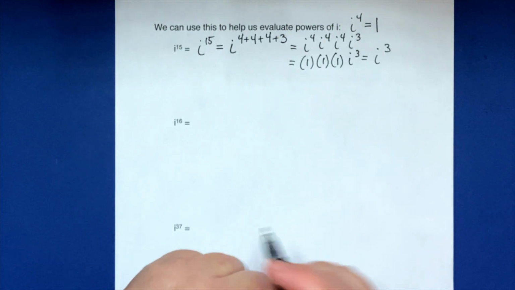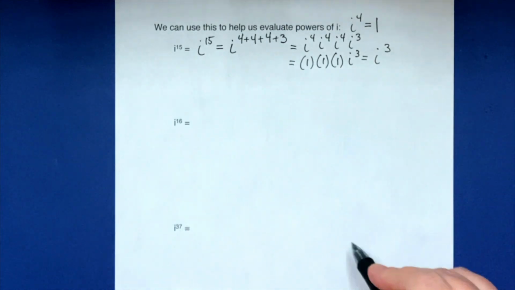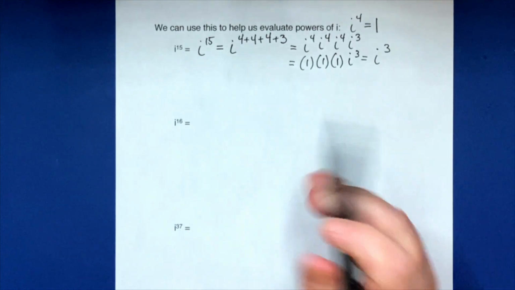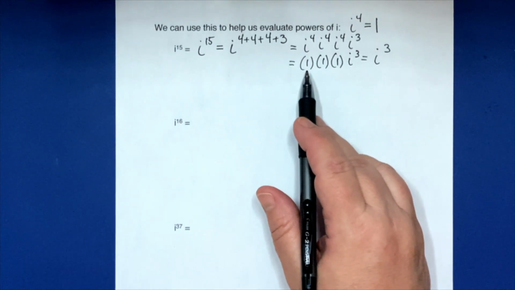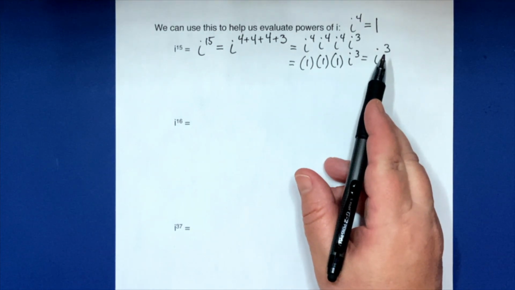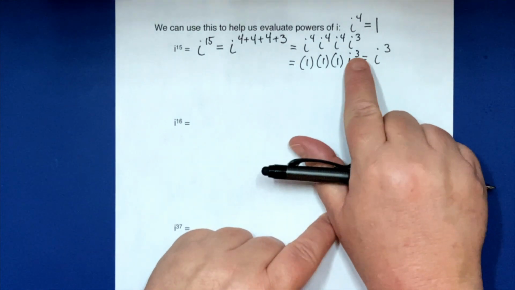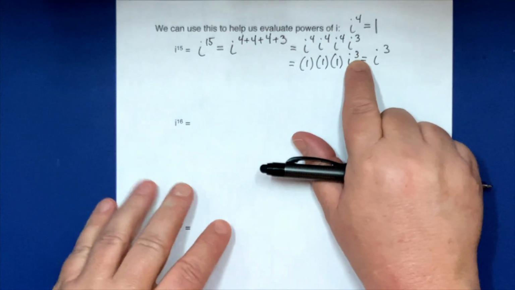And so basically, since we're going around in a circle, every time we get to 4, we kind of don't count that. That won't change. That just becomes a 1. So it doesn't change our product.